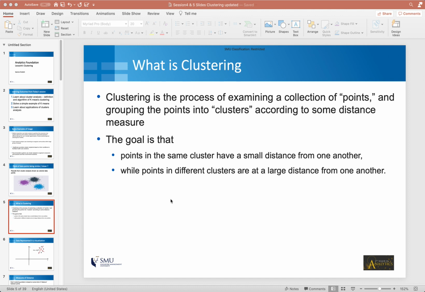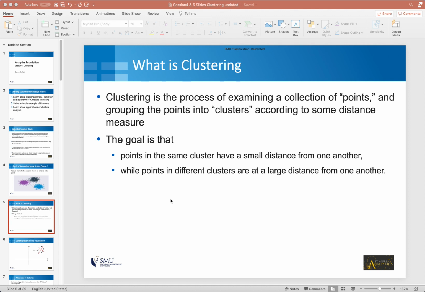Let's talk about the goal of clustering on this particular slide. Every analytics technique that we implement and every task that we do in analytics has a specific objective, and it's very important to understand the goal of that specific technique, as that will help you evaluate the outcomes from that technique. So let's take a look at the goal of clustering.